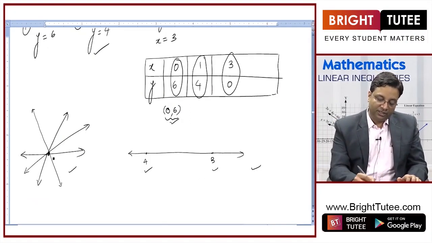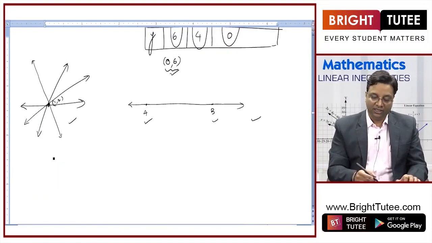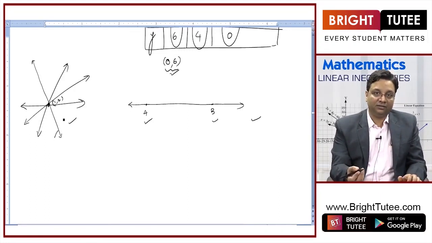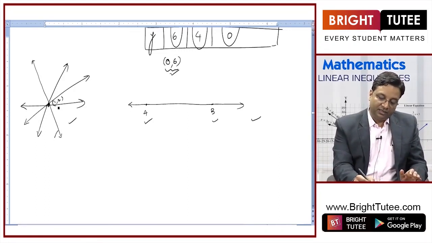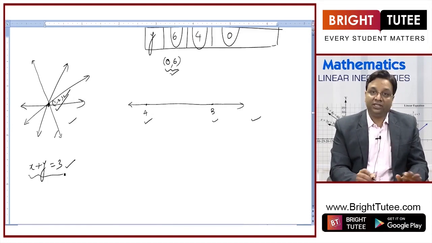Let us say this point, if I specify it as 1, 2. When I say 1, 2, I mean x coordinate is 1, y coordinate is 2. If I want to write the equation of one of these lines, taking x as 1, y as 2, I can say x plus y is equal to 3. This point 1, 2 will satisfy this equation. Right? So this is one of the equations.